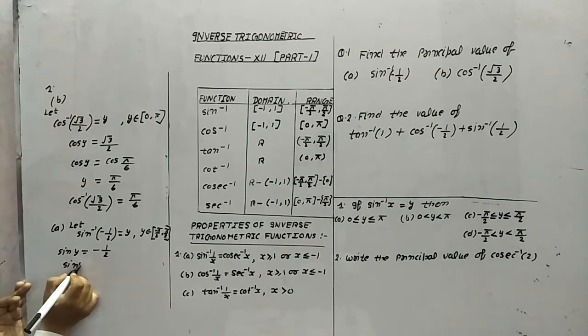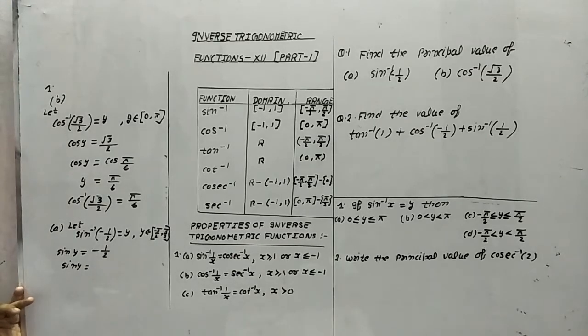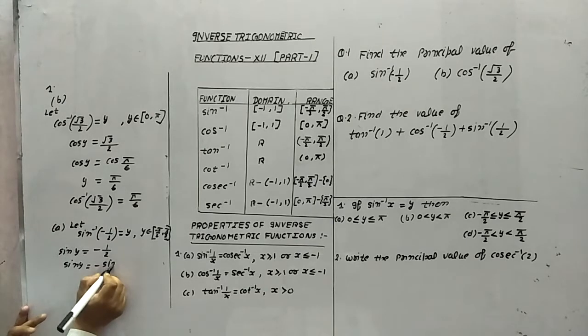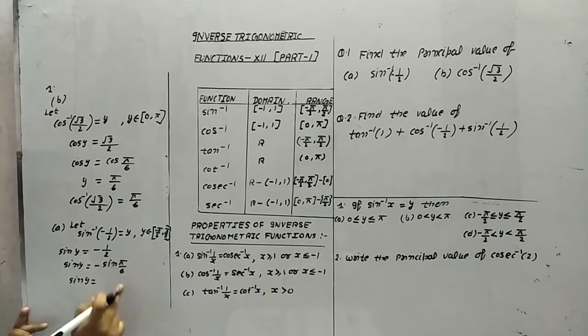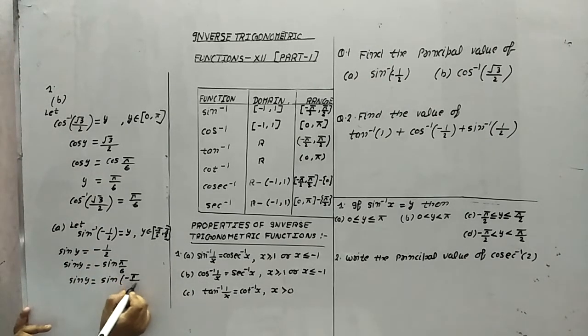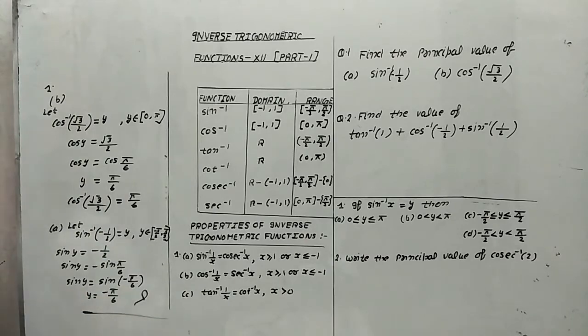Sin y is equals to half is coming in case of sin 30. 30 means pi by 6, so minus sin pi by 6. It means sin y is equals to, now here we will apply trigonometry. Minus sin theta means sin minus theta. It means y is equals to minus pi by 6, and this is the answer.